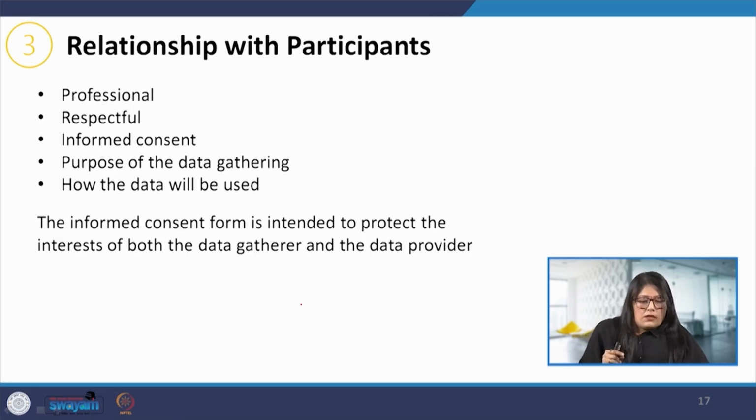The informed consent is intended to protect the interests of both the data gatherer and the data provider. So, the gatherer wants to know that the data they are collecting can be used in their analysis, presented to other parties, and also published. And on the other hand, the data giver wants the reassurance that information will be kept private and will not be used for purposes other than the research. So, for example, they may want that their personal contact information should not be made public.